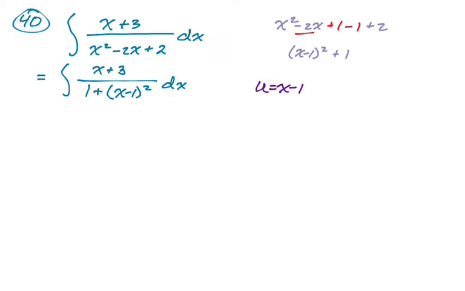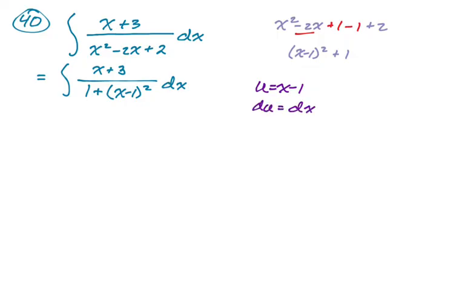This is a challenging problem. I think this is probably a little more challenging than you would see on the AP exam, but it definitely could happen. So I'm thinking arctan, which means it should be 1 over 1 plus u squared. U should equal x minus 1. Let's see what happens. So du is dx.